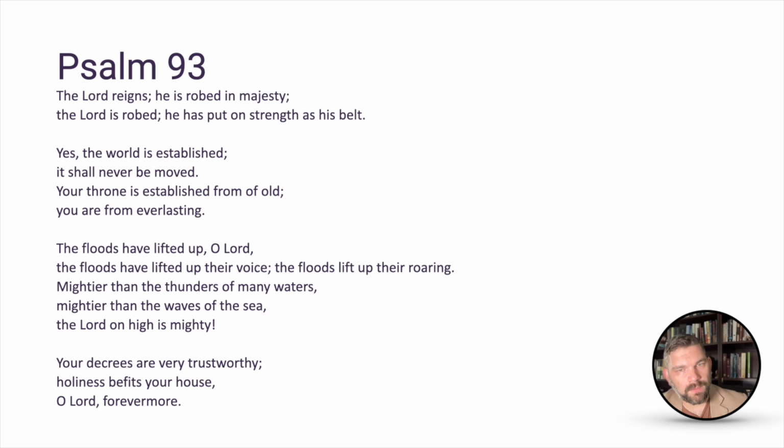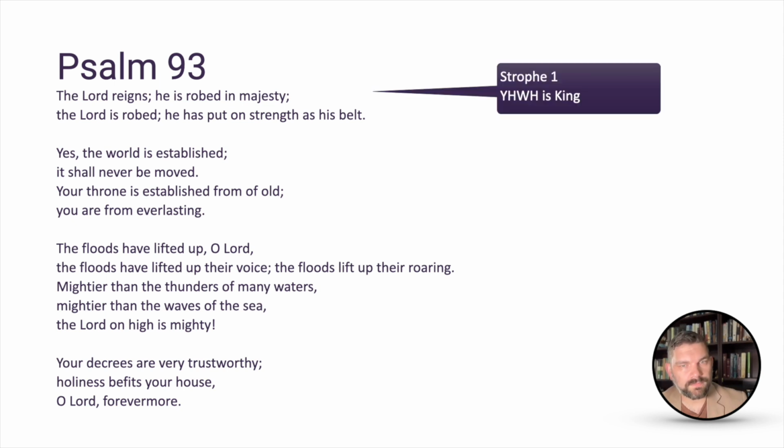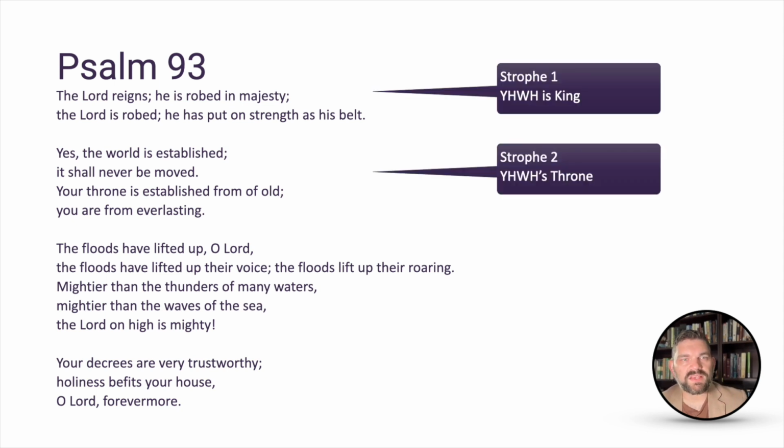We have these broken up into sections, so you can see these as paragraphs, so they're double spaced. But in Psalm 93, the Lord reigns. He is robed in majesty. The Lord is robed. He has put on strength as his belt. Strophe 1. Yes, the world is established. It shall never be moved. Your throne is established from old. You are everlasting. Okay? Strophe 2.